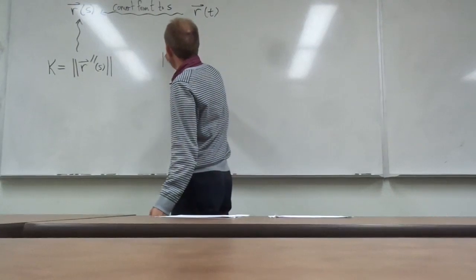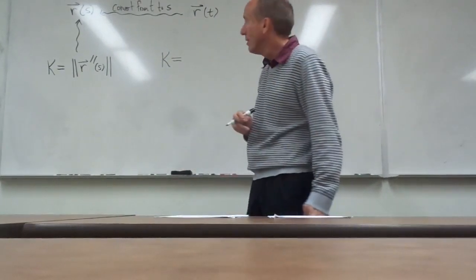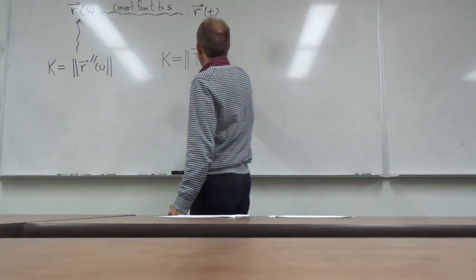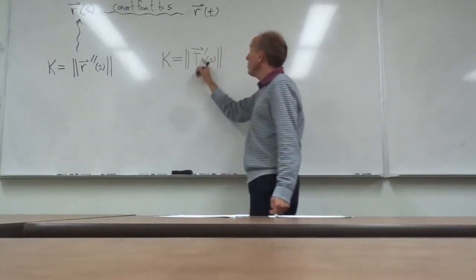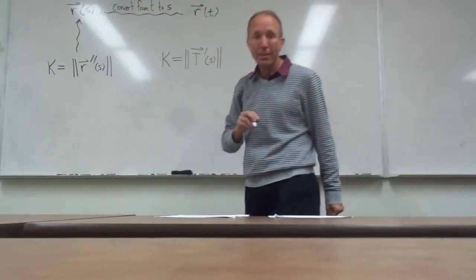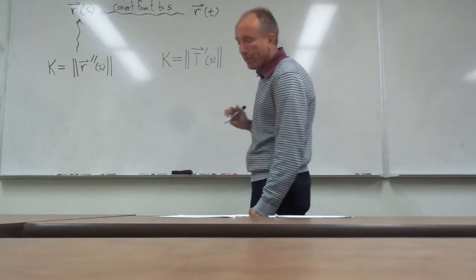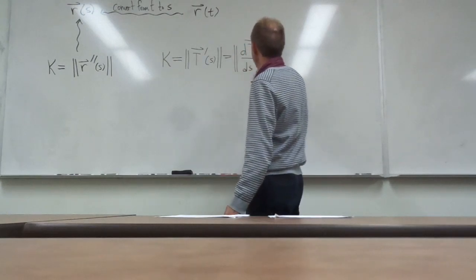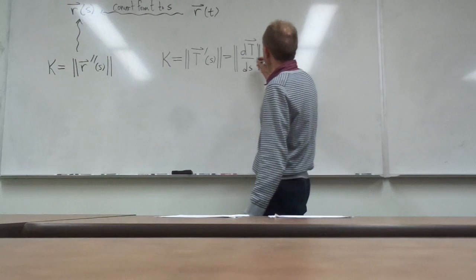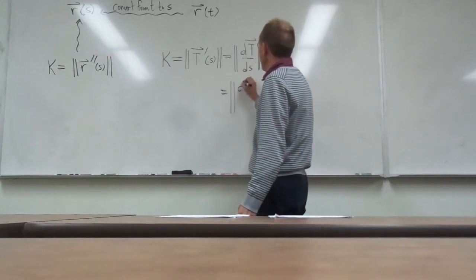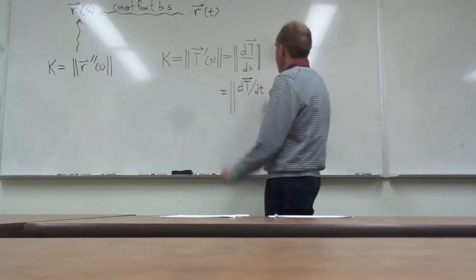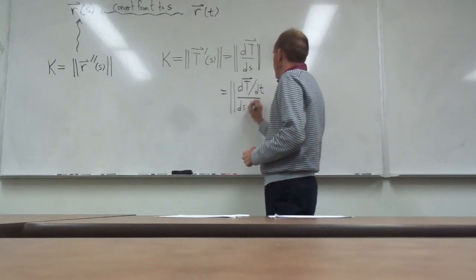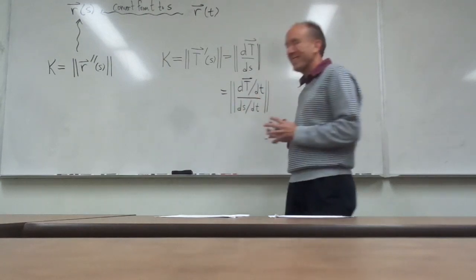Let me show it to you briefly, and then I'll do an example of it. Remember that the curvature, by definition, is the rate of change of the unit tangent vector with respect to s. We take the norm of that. I can think of that as the norm of dT/ds, which, if I want, I can replace with a larger quotient. I can take the tangent vector, differentiate it with respect to time, and then take s and differentiate it with respect to time.